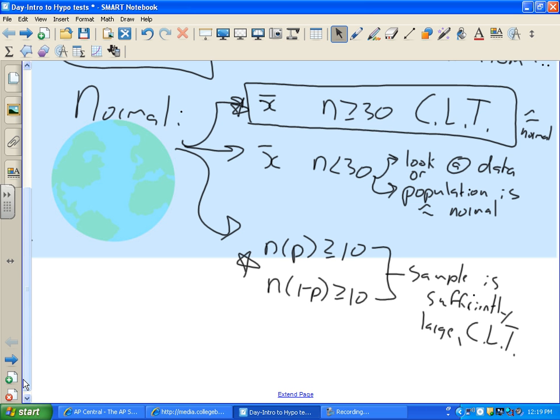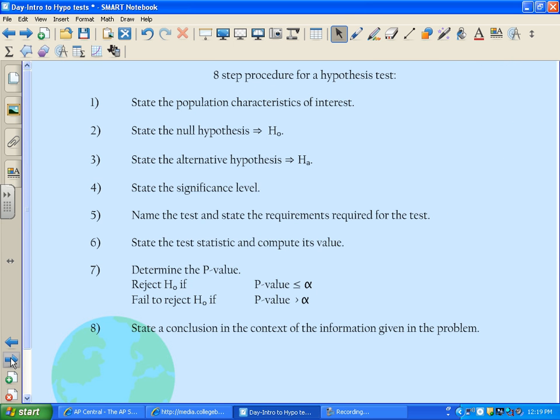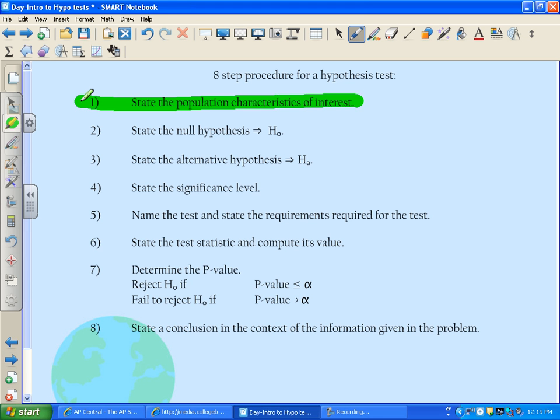It's called a hypothesis test. Every time you run a hypothesis test, you will basically follow these same 8 steps, top to bottom. So, here they are. Step number 1. State the population of interest. What are you talking about? If you screw up step 1, the rest of your problem is not going to be good.